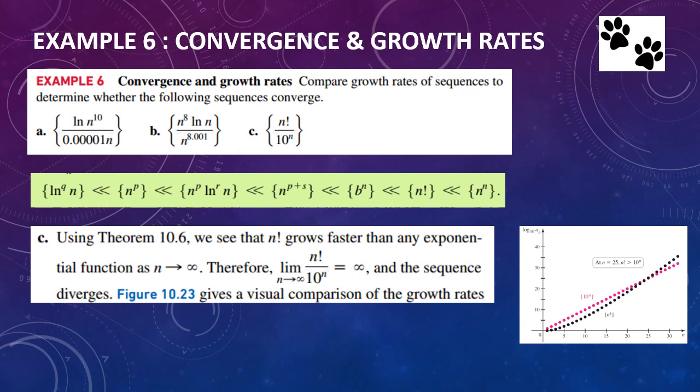Here on the right we have a graph which shows a visual comparison of the rates. Because these sequences grow so quickly, we plot the logarithm of the terms, and the exponential sequence 10 to the n dominates the factorial sequence n factorial until n equals 25. At that point, the factorial sequence takes over, and it overtakes and becomes the larger and faster growing sequence.